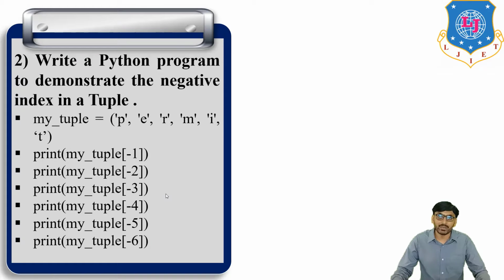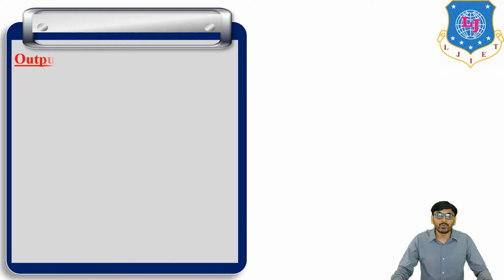So always remember positive indexing starts from 0: 0, 1, 2, 3, 4, and negative indexing starts from -1, -2, -3, -4. It does not start with 0. Okay. So the output of this program is the last element, T, then I, then M, then R, then E, and then P.